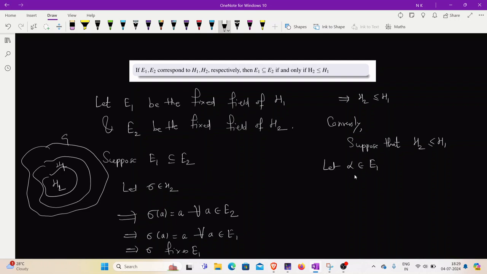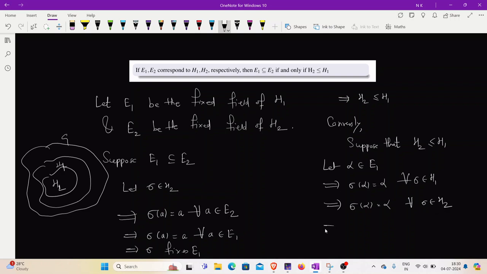Now alpha belongs to E1, and E1 is fixed by H1, so this implies sigma of alpha equals alpha for all sigma belonging to H1, because H1 fixes every element of E1, so it fixes alpha as well. But H1 is a bigger group than H2. So if the bigger group is fixing alpha for every element of E1, then definitely H2 is going to fix alpha, right? So that's why sigma of alpha equals alpha for all sigma belonging to H2 as well.